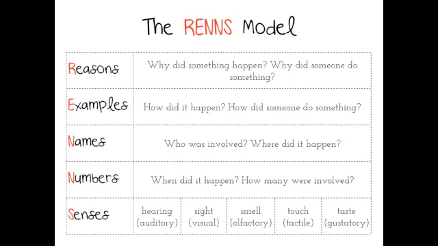So if you develop your writing to include why something happened, how it happened, who was involved, where it happened, when it happened, and you draw from the 5 senses, you'll be well on your way to using enough supporting details. As you revise, use the RENS model as a checklist. Are you including these important details in each of your paragraphs?